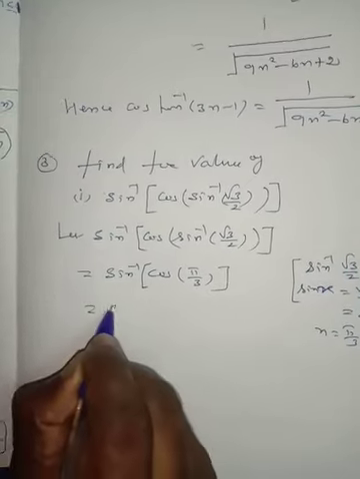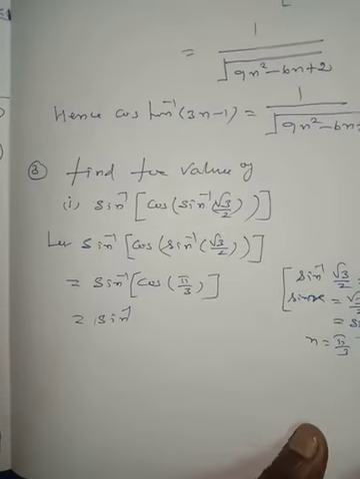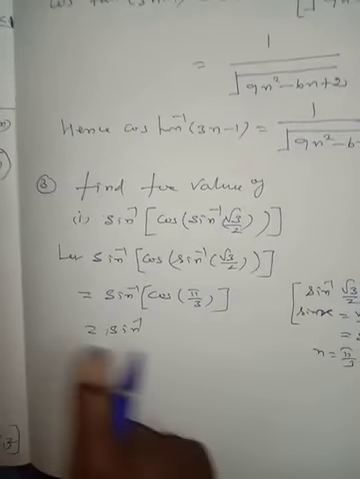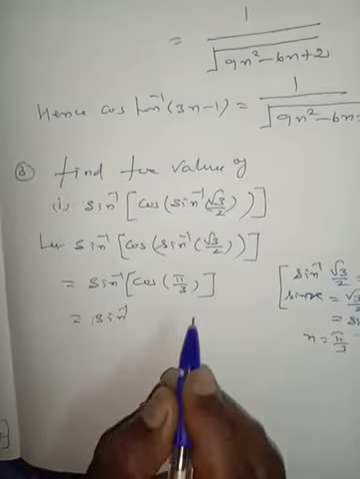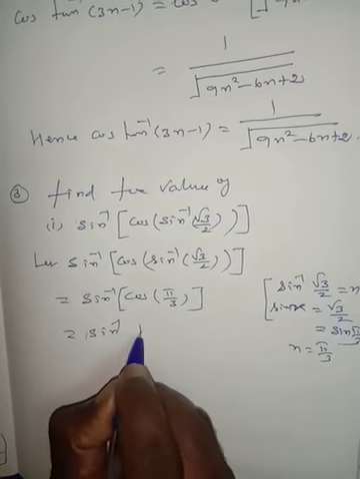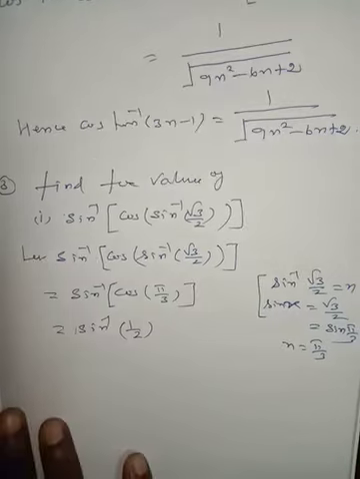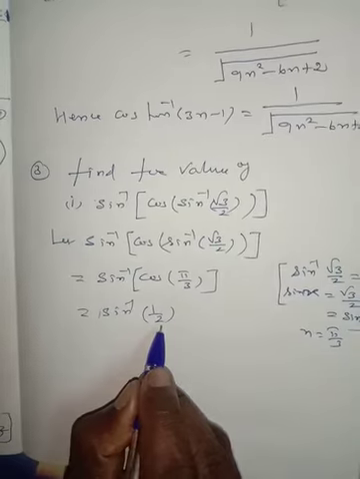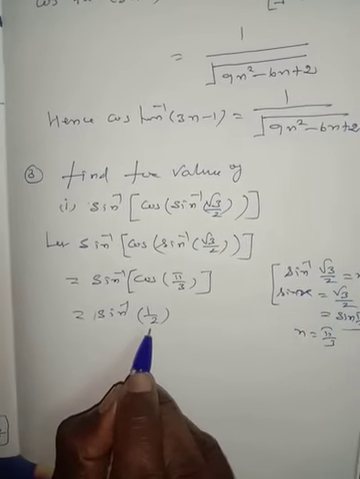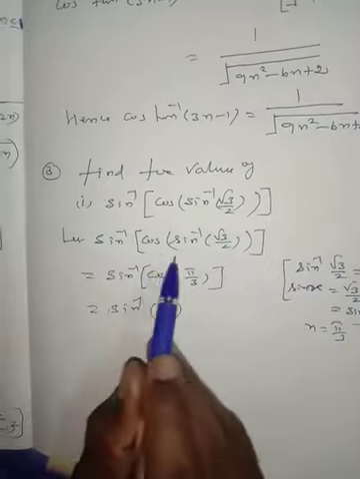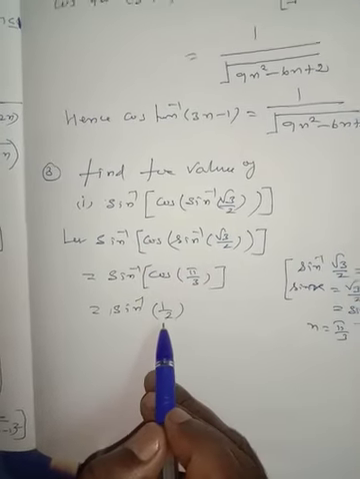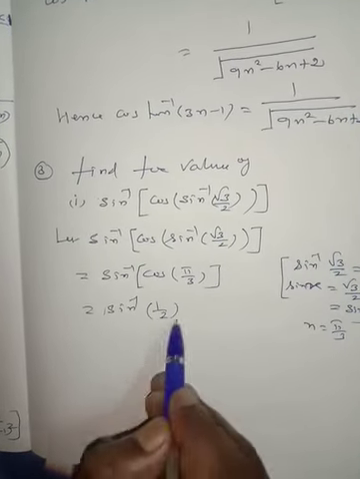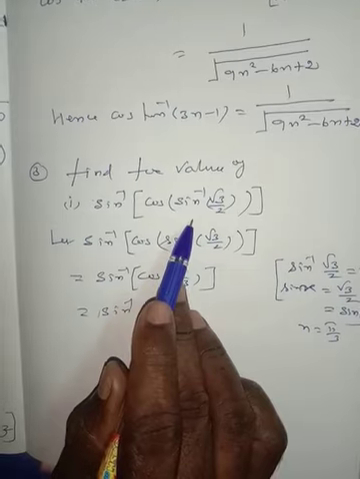This will be sine inverse of cos pi by 3. Cos pi by 3 is 1 by 2. Now sine inverse of 1 by 2. Now the totally this is right hand side, this also left hand side.